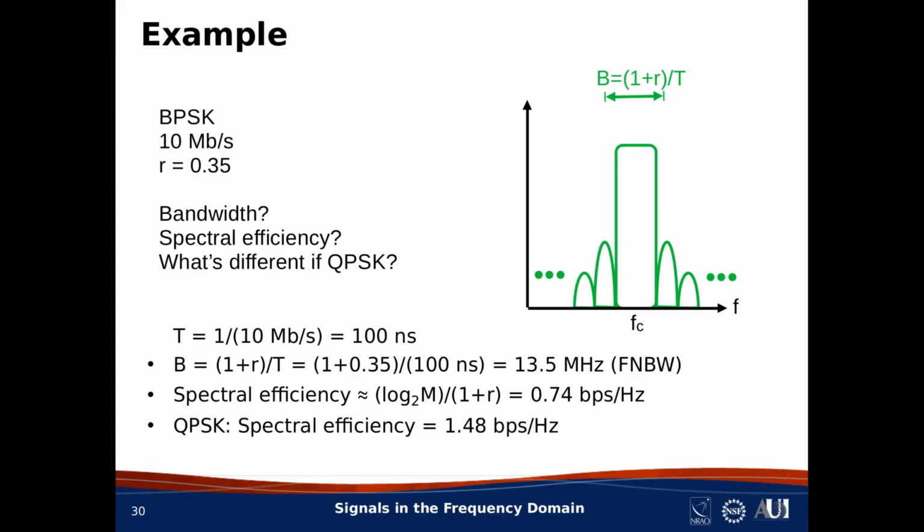The bandwidth and the spectrum shape are unchanged because neither the symbol period nor the roll-off factor changed. What changes is the spectral efficiency, since now we're sending 2 bits per symbol as opposed to 1 bit per symbol. Specifically, the spectral efficiency is doubled to 1.48 bits per second per hertz.